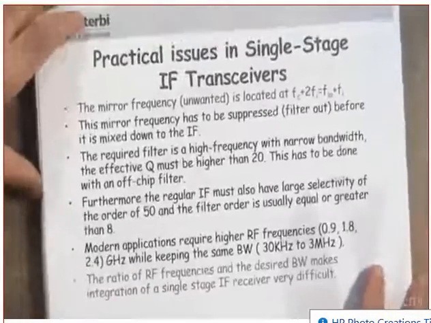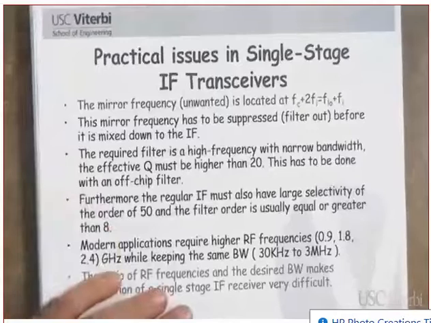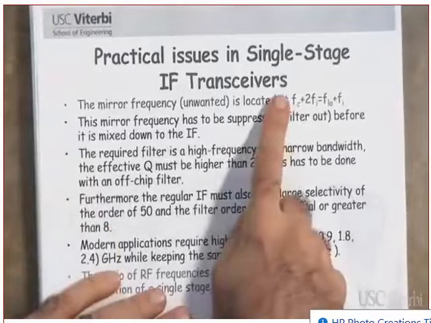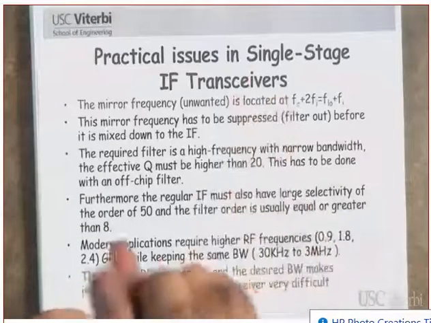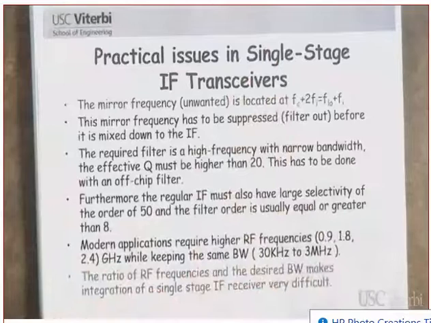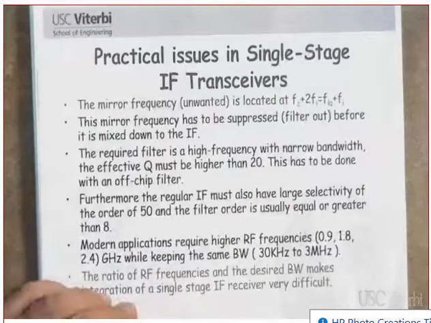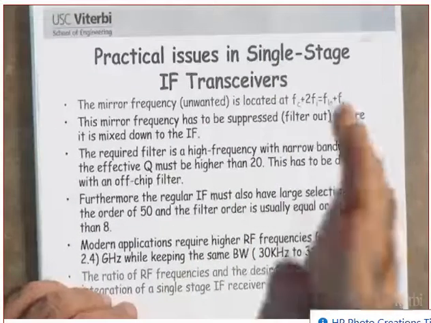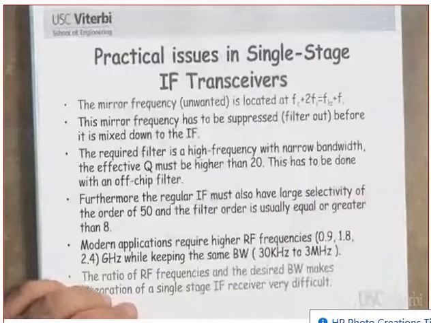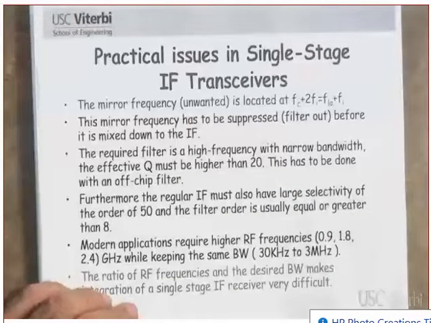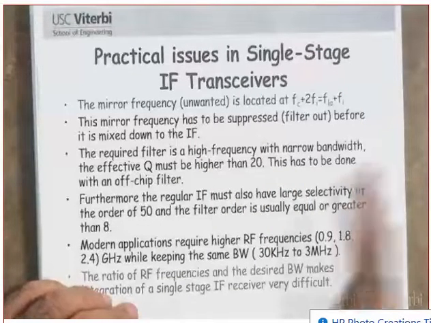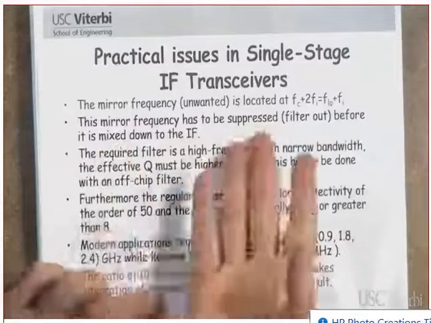Okay, so the practical issues again involved in a single stage IF. What does single stage mean? Single stage means going from RF to IF to baseband. Could there be multiple IF stages? Multiple IF stages means RF, IF1, IF2, baseband. That's multiple IF or double IF. Did you get this or not? This is a single IF.